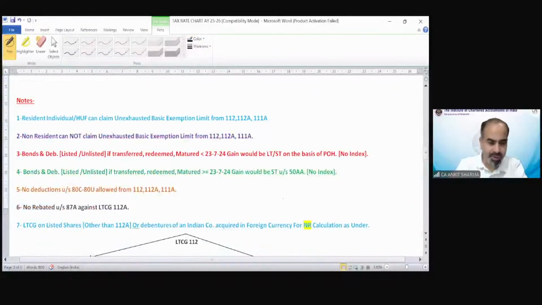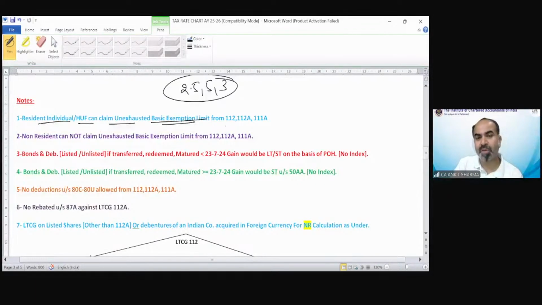So there are some notes, some clarification for the calculation. A resident individual or HUF can claim the unexhausted basic exemption limit, the limit of 2.5 lakh, 5 lakh, 3 lakh, from the income under section 112, 112A and 111A. And who can claim? Resident individual and HUF can only claim. Non-residents cannot claim this 2.5 lakh or 3 lakh exemption from these incomes. They can claim this exemption from other income.